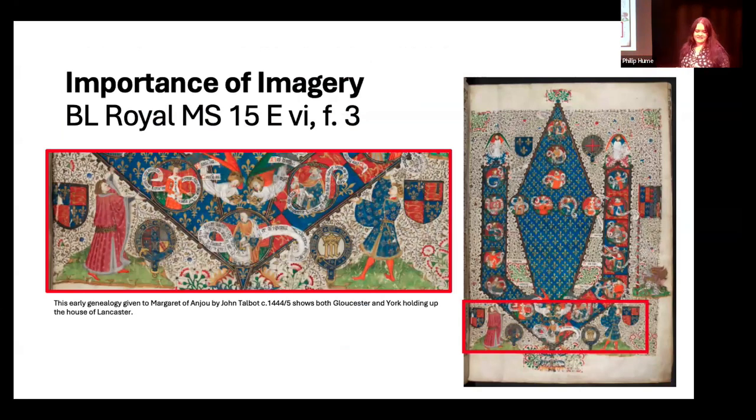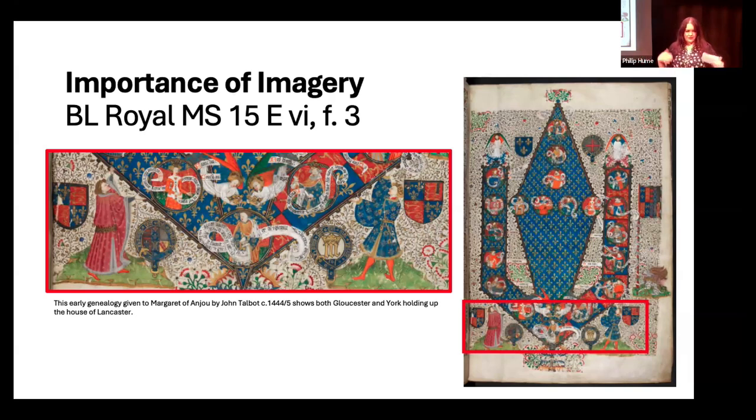So imagery in the 15th century is key for communicating ideas on things like power, legitimacy, and status. And you can see an example of this in the image on screen. This is a Lancastrian pedigree that was given to Margaret of Anjou around 1445, and it shows basically the House of Lancaster. So this big blue structure you can see in the middle is the House of Lancaster, and at the bottom I've highlighted in red these two figures that you can see. On the left, in the red coloured robe, is Humphrey, Duke of Gloucester, and on the right-hand side, in the blue, is Richard, Duke of York.